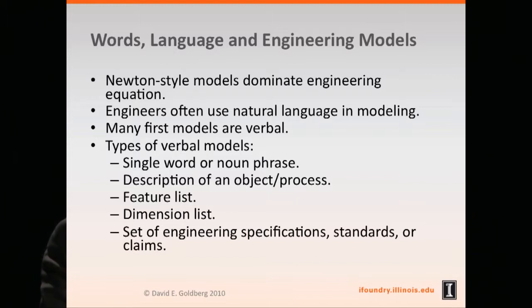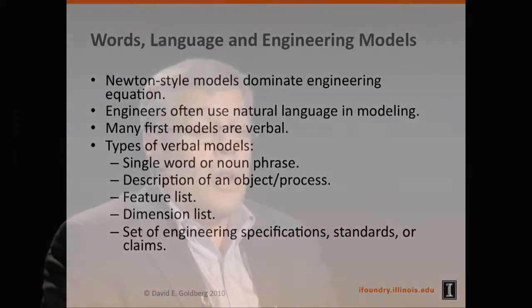but the point is that engineers often, maybe more frequently, use natural language and other forms of modeling in engineering practice. So many first models are verbal. Single word or noun phrases, description of objects, feature lists, dimension lists, engineering specs, standards, or claims. So there are lots of ways in which we model things with words in engineering, but we almost never talk about those things as models, but they're certainly important.